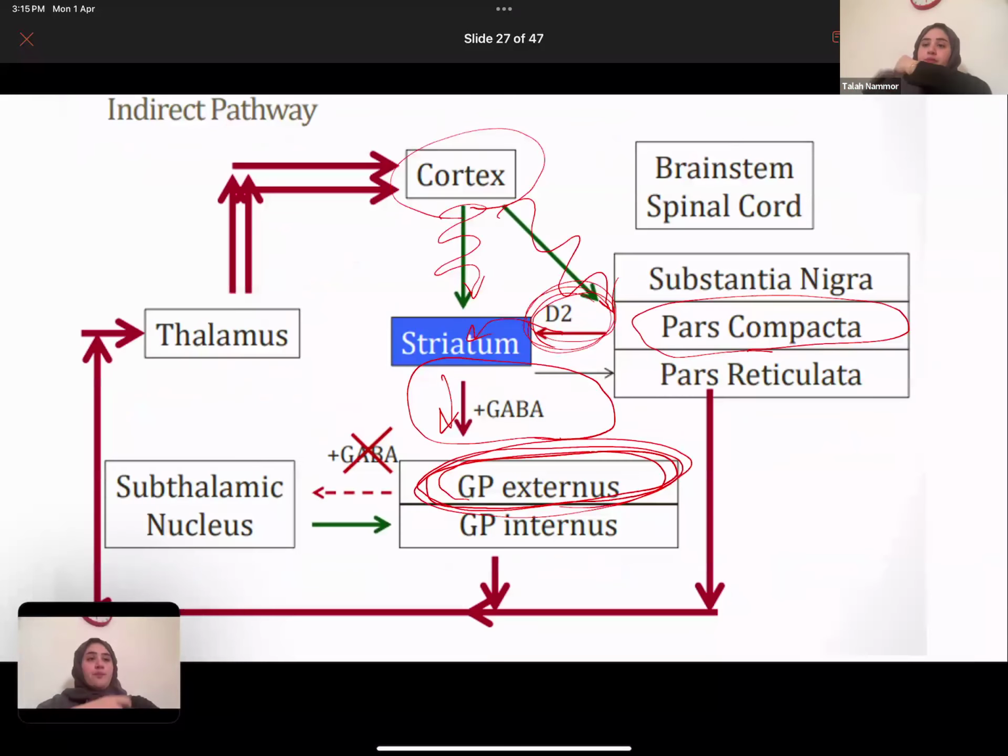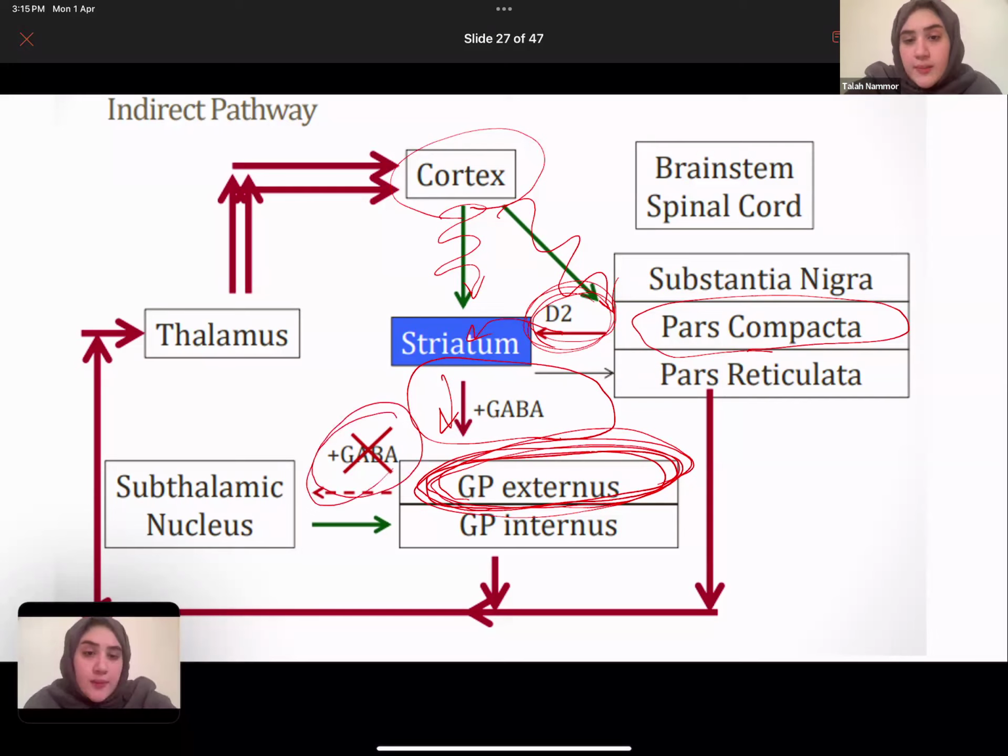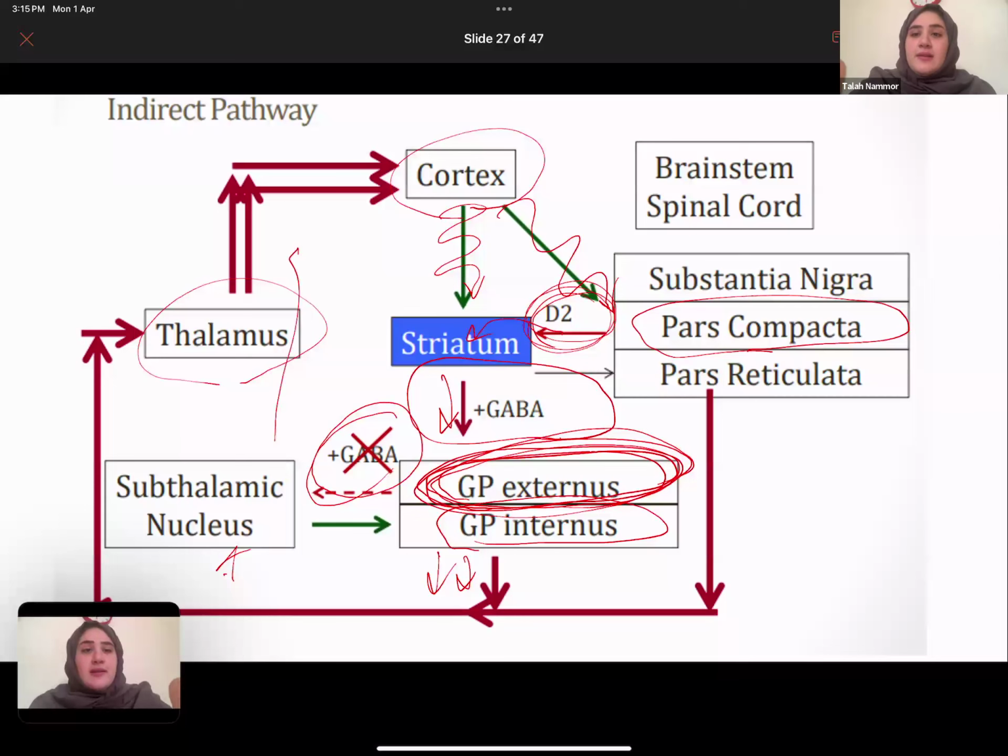So in the indirect pathway, it's going to inhibit the globus pallidus externus. Now, the globus pallidus externus usually inhibits the subthalamic nuclei, but now it's gone. It's no longer inhibiting the subthalamic nuclei. So the subthalamic nuclei, what will it do? It's going to activate GPI more and more. So the globus pallidus internus is going to increase the inhibitory signals sent to the thalamus. Therefore, the thalamus is going to be inhibited and the cortex is not going to be excited, so it's going to be inhibited. Is this clear?